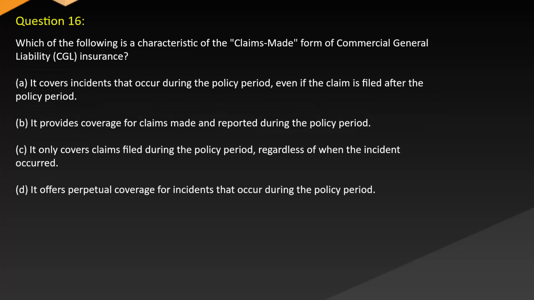Question 16. Which of the following is a characteristic of the claims-made form of commercial general liability (CGL) insurance? A. It covers incidents that occur during the policy period even if the claim is filed after the policy period. B. It provides coverage for claims made and reported during the policy period. C. It only covers claims filed during the policy period regardless of when the incident occurred. D. It offers perpetual coverage for incidents that occur during the policy period.